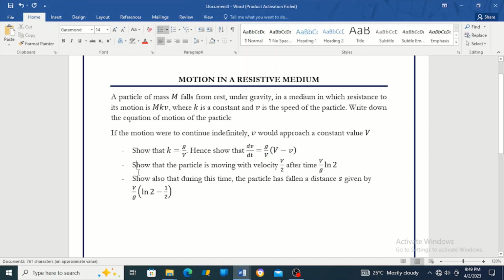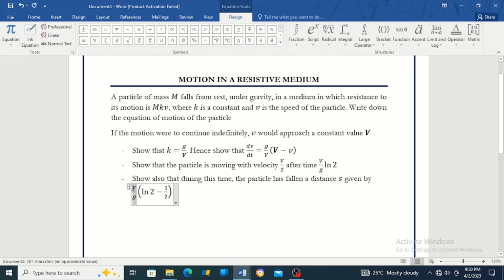Next, show that the particle is moving with velocity capital V on 2 after time V on g ln 2. Show also that during this time the particle has fallen a distance s given by V on g into ln 2 minus half.